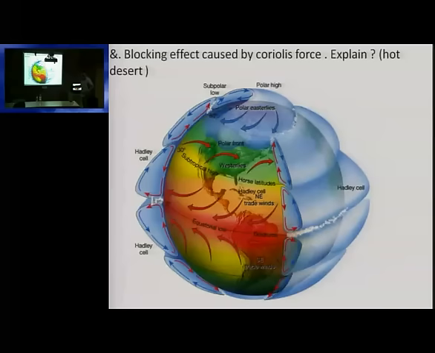Now, blocking effect is, please follow the pointer. There will be a heat and there will be air that is rising up. Gradually, it will go in this direction. It will come down. It will form a cell known as Hadley cell. But what will happen when this air at the upper atmosphere goes towards the pole? You know Coriolis force. That is, it diverts towards the right hand side in the northern hemisphere. So what will happen is it will go in this direction, right?